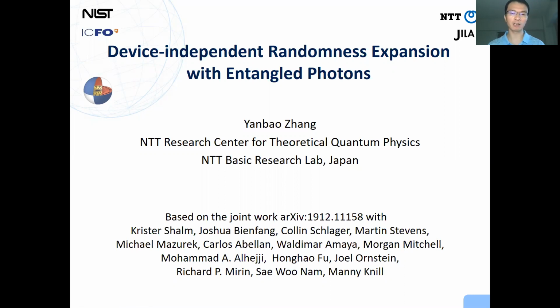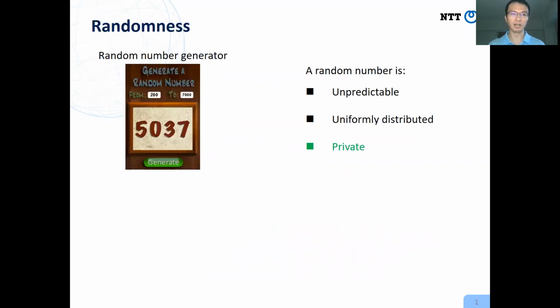This work is a collaboration among several institutions. The experiments were performed at NIST-Boulder, led by Crystal. The high-efficiency detectors used were developed by Seoul's group. The quantum random number generators used are from Morgan's group. I worked with Mohammad, Honghao, and Mani on the theory side of this work.